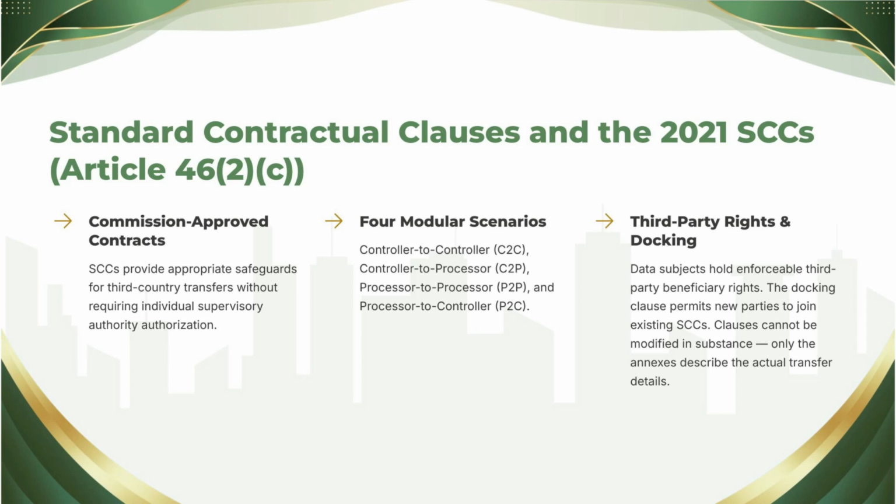You cannot modify the clause's substance, they work because they are standard, though you may add complementary terms that don't contradict them. And the annexes describing the actual data, purposes, and security measures are not decorative. Vague annexes are the most common SCC failure I see in audits. The contract is only as real as its annexes.